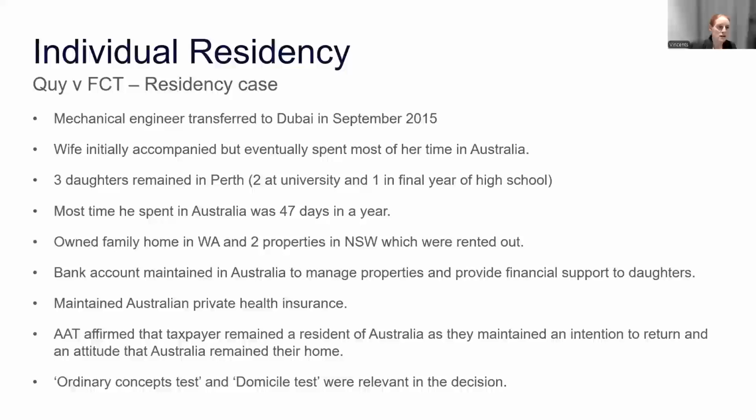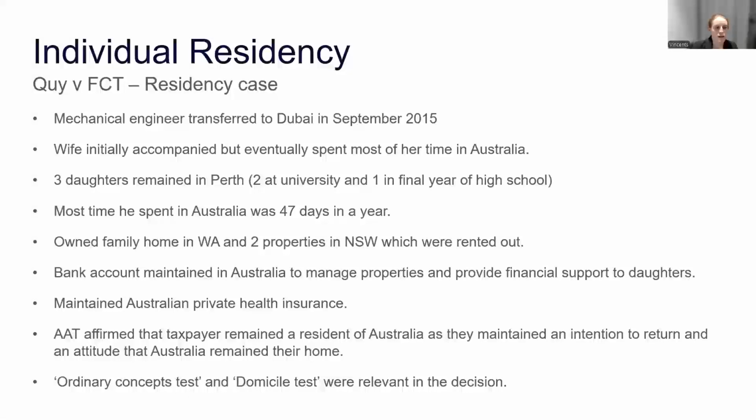the taxpayer was a mechanical engineer who transferred to Dubai in September 2015. His wife initially accompanied him, but eventually spent most of her time in Australia, and that's because their three daughters remained in Perth, two of them being at university and one in her final year of high school when the father initially transferred to Dubai. The most time that he spent in Australia was 47 days in a year, so not much.